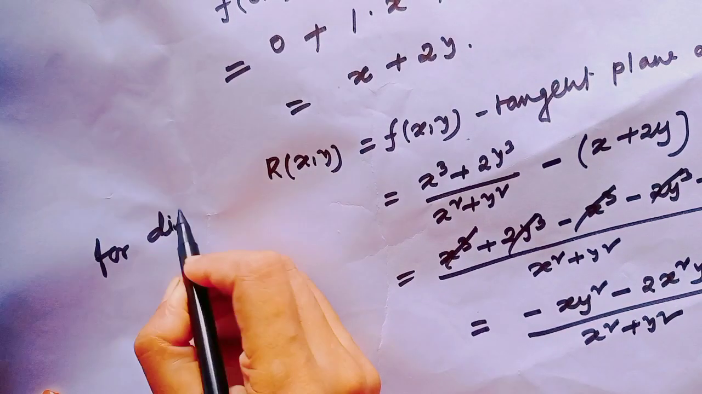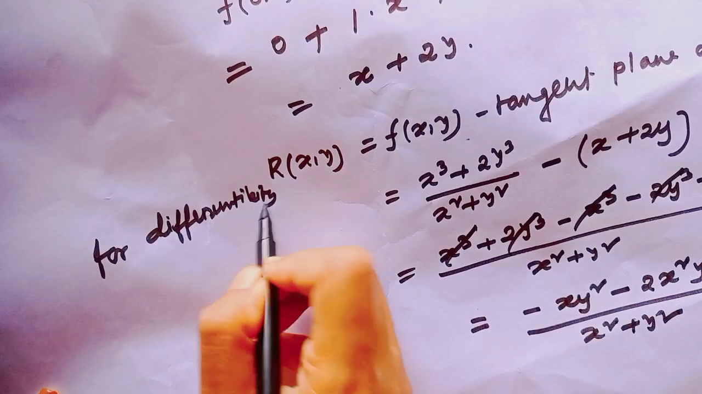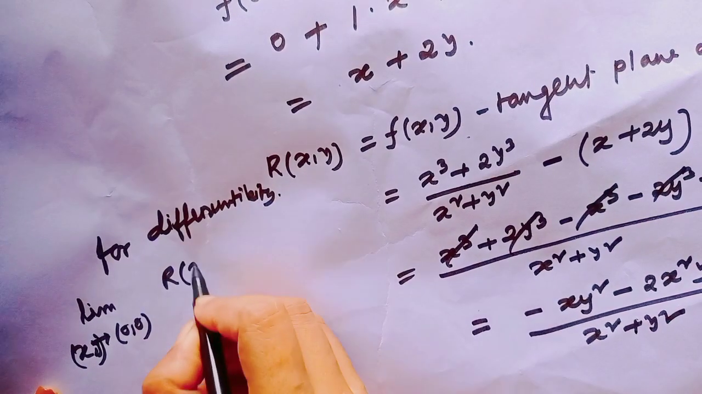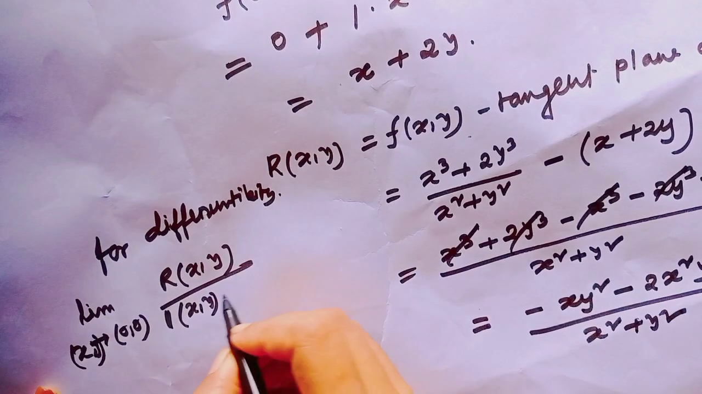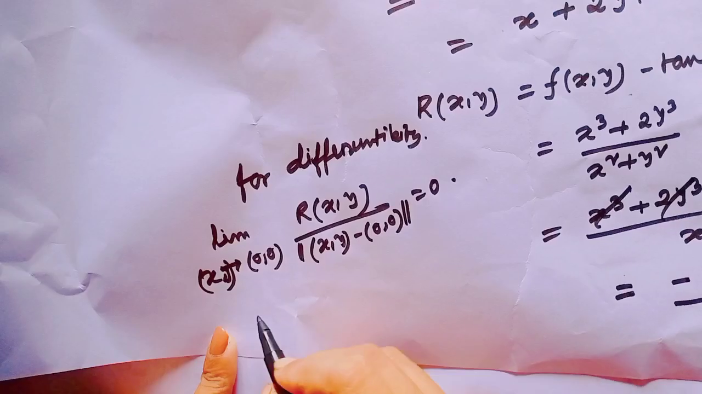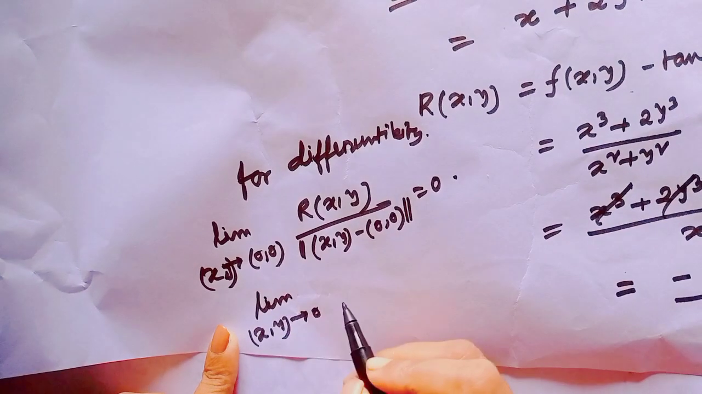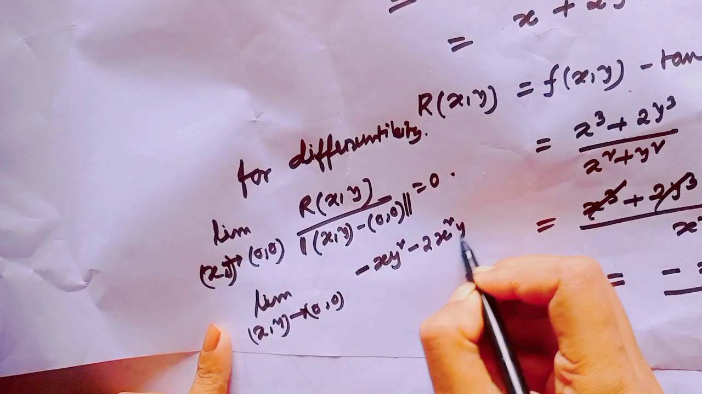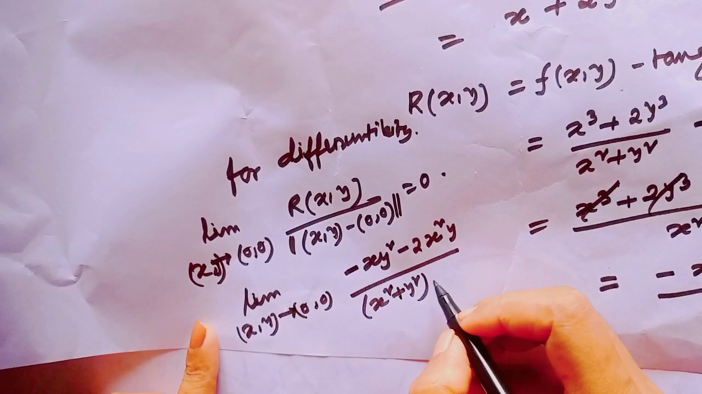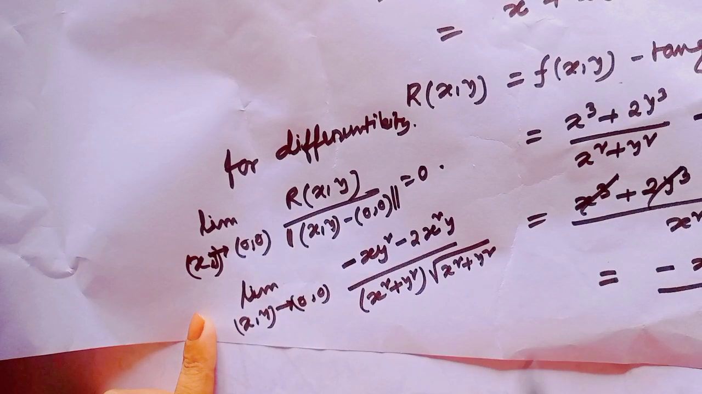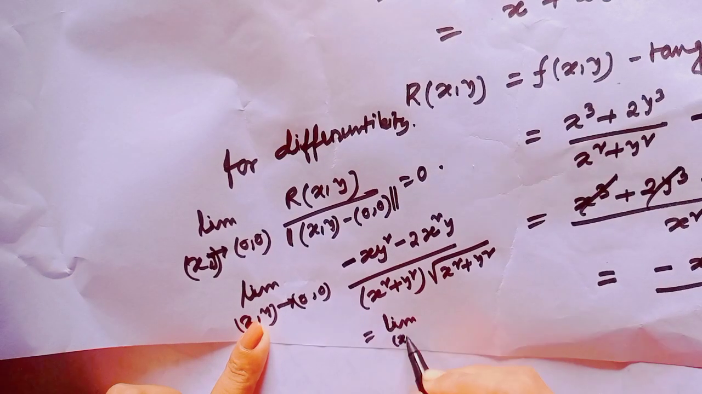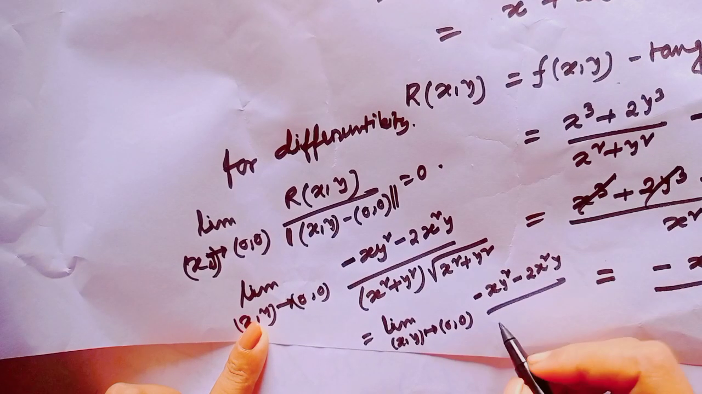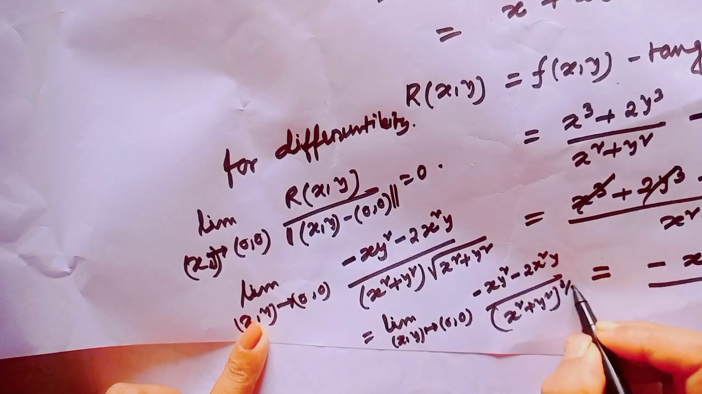For differentiability, we all know we have to check that the limit as (x, y) tends to (0, 0) of r(x, y) over the norm of (x, y) minus (0, 0) equals 0. Okay, the limit as (x, y) tends to (0, 0) of r(x, y), which equals minus (x y square) minus 2x square y over x square plus y square, times the square root of x square plus y square, is actually equal to the limit as (x, y) tends to (0, 0) of minus (x y square) minus 2x square y over (x square plus y square) to the power 3 over 2.